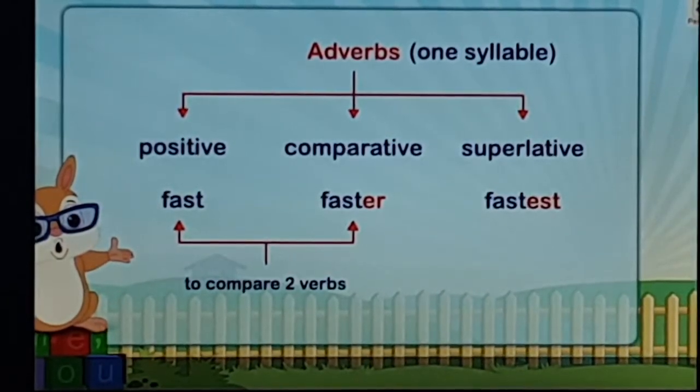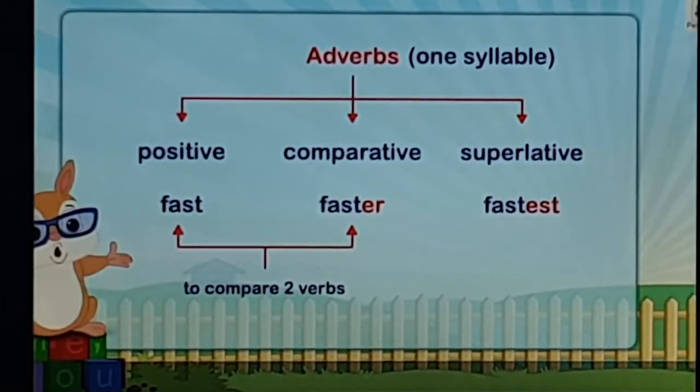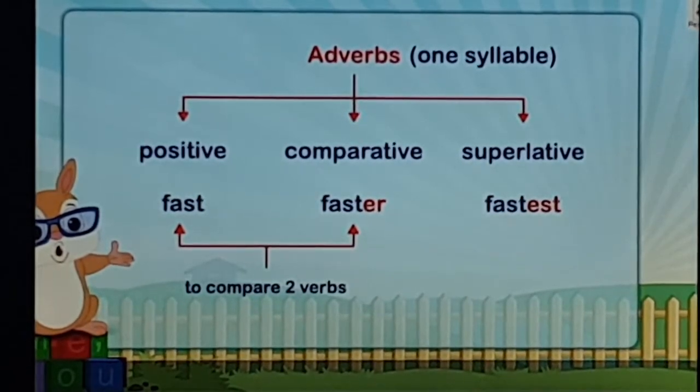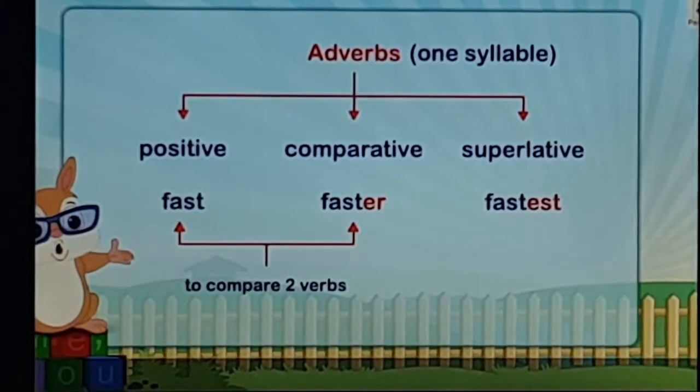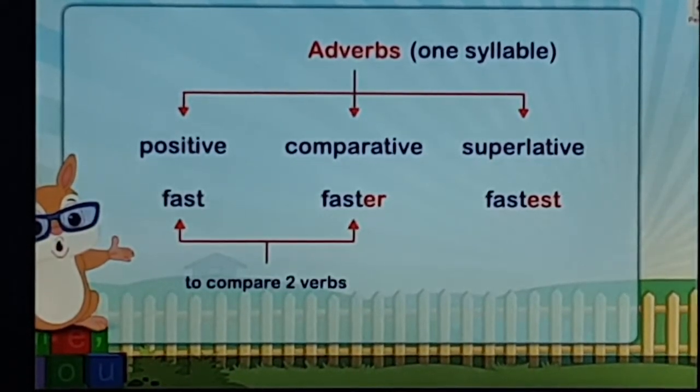So when we have three degrees of comparison, first is positive, where we talk about the action or adverb of one. We are describing one action here. For example, Rahul runs fast. So fast is the adverb for Rahul.